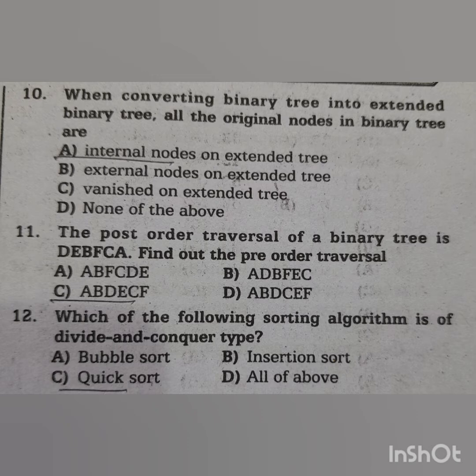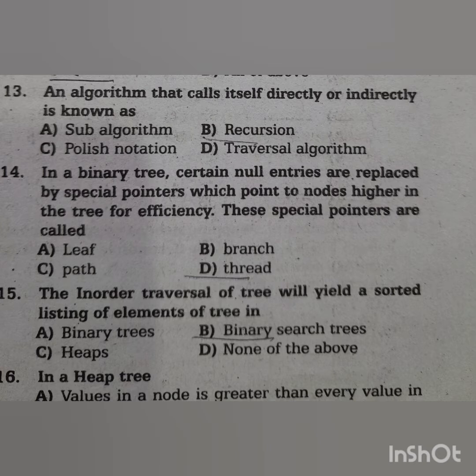Which of the following sorting algorithm is of divide and conquer type? Quicksort. An algorithm that calls itself directly or indirectly is known as recursion.